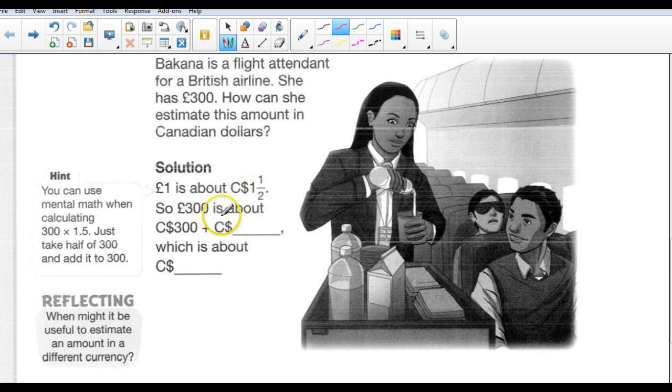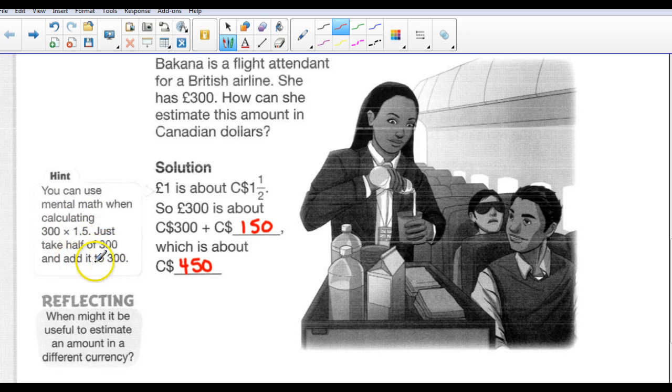So 300 pounds is about 300 plus 1.5 times 300, which is about $150. So we can say it's around $450 Canadian.